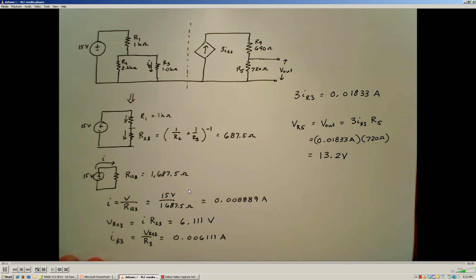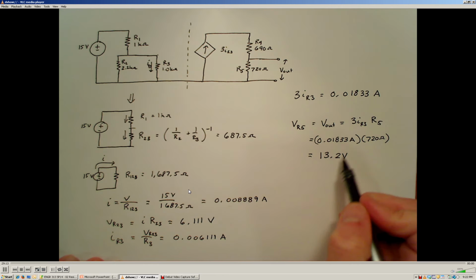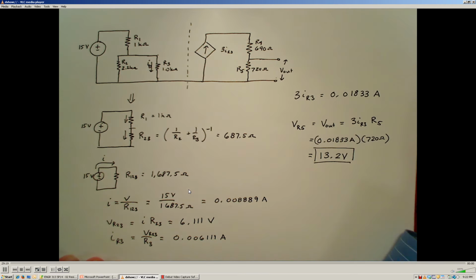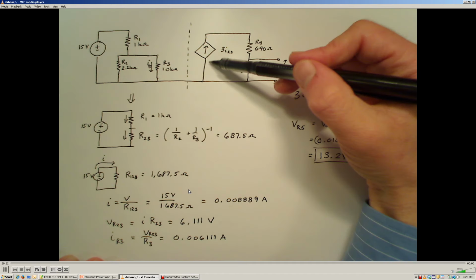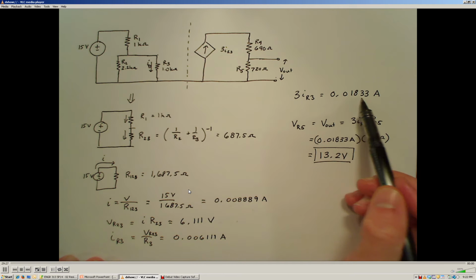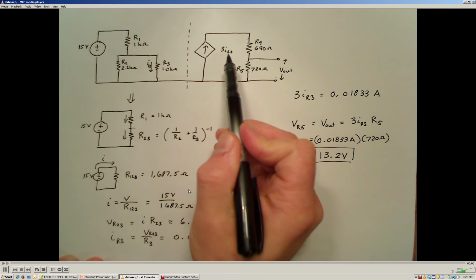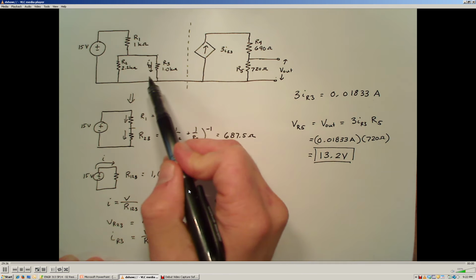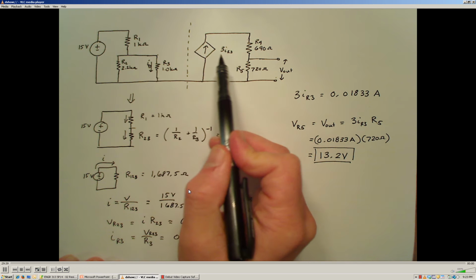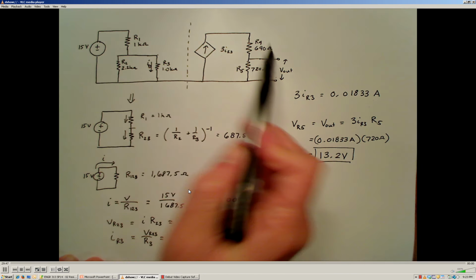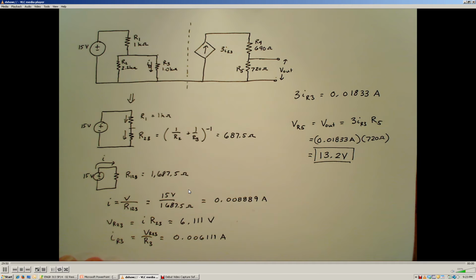So from this analysis, we've determined that the output voltage is 13.2 volts across this resistive element, R5. That resistive element was driven by this dependent current supply, which provided a current of 18.33 milliamps, because this current supply was dependent upon the current through resistor R3. The current supplied was 3 times the value of the current through resistor R3. So we've coupled these two loops together through this dependent supply.